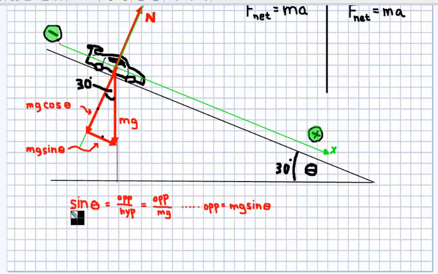The sine of any angle is defined as the opposite over hypotenuse if it's a right triangle. Our opposite side is what we're looking for. Our hypotenuse is mg. And if we solve for the opposite by multiplying both sides by mg, we get our opposite side is equal to mg sine theta. Now that we have re-represented our mg as being the sum of mg cos plus mg sine, we're ready to begin analyzing the motion.